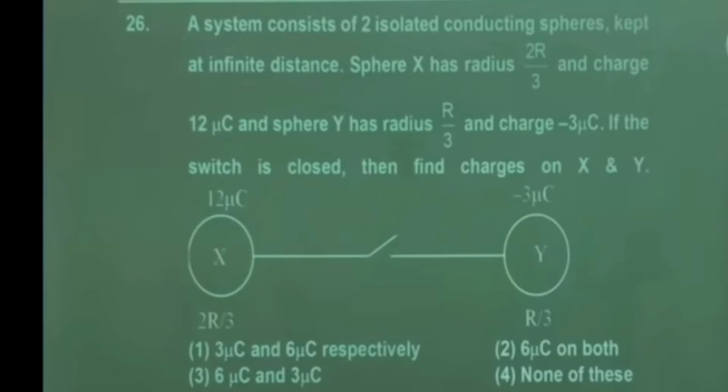Okay, now let us discuss another question. A system consists of two isolated conducting spheres kept at infinite distance. Sphere X has a radius 2r/3 and charge 12 microcoulombs. And sphere Y has radius r/3 and charge -3 microcoulombs. If the switch is closed, then find the charges on X and Y.